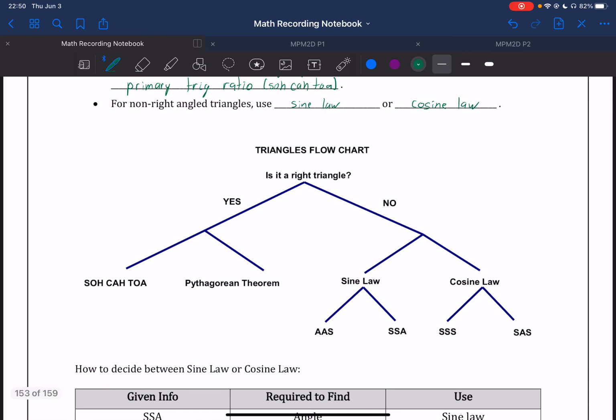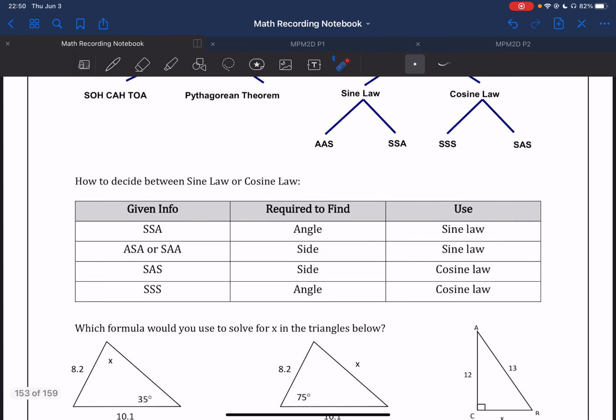So how do we break this up in a flowchart? What we're going to start off with is look at our triangle. Is it a right angle triangle? If yes, you can either use SOHCAHTOA or your Pythagorean theorem. If no, you're going to either go with sine law or cosine law. Sine law can be used if you have angle, angle, side, or side, side, angle. Cosine law can be used if you have three sides or two sides encompassing an angle. Those are the only ways you can do it.